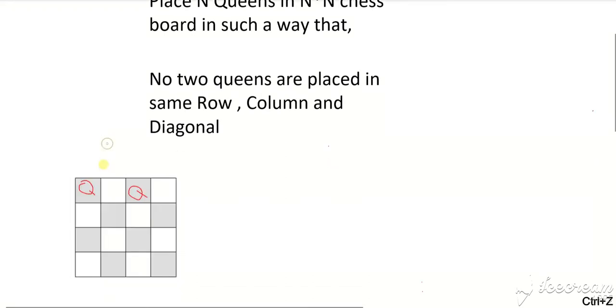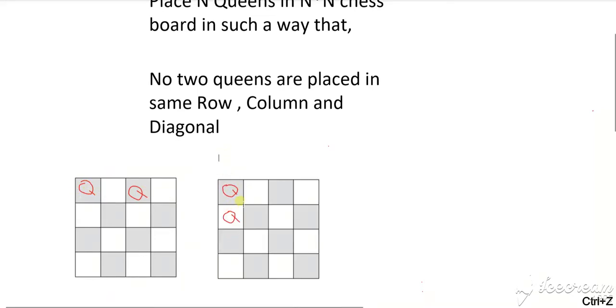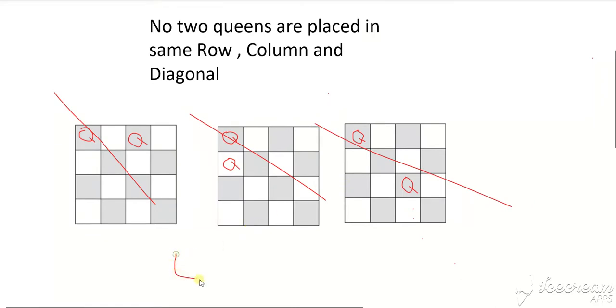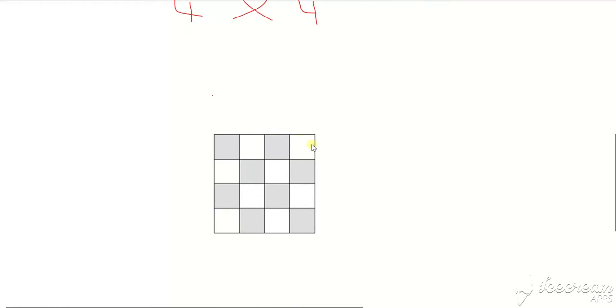Which means we cannot keep two in the same row, we cannot keep them in the same column, and we cannot keep them in the same diagonal, like this. So these are wrong. We'll take an example for 4 cross 4. We'll have to place 4 queens in this 4 cross 4 chessboard. We'll start by placing the first queen in the first row like this.